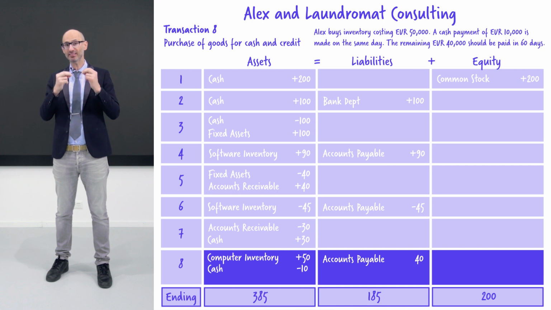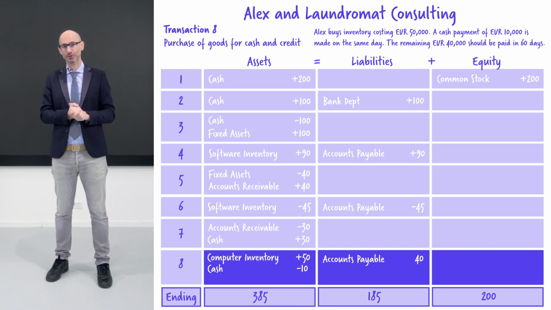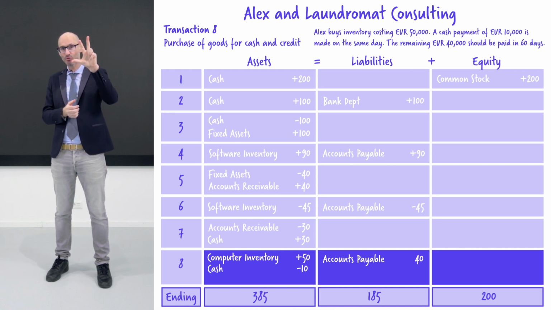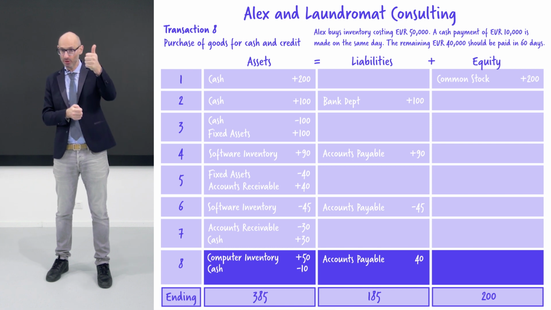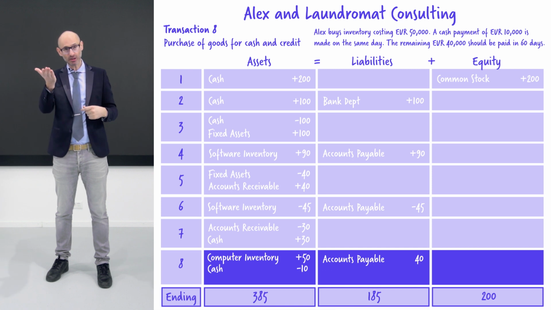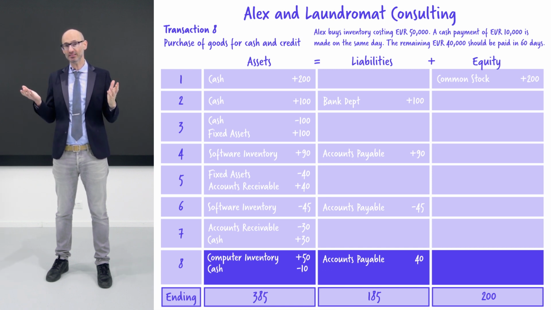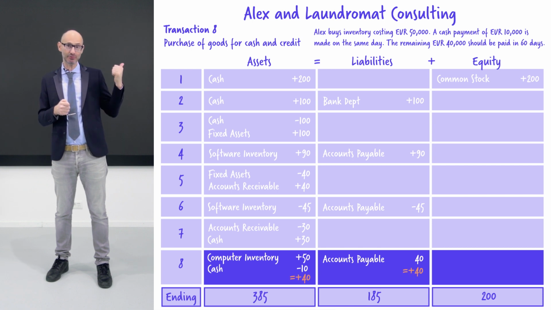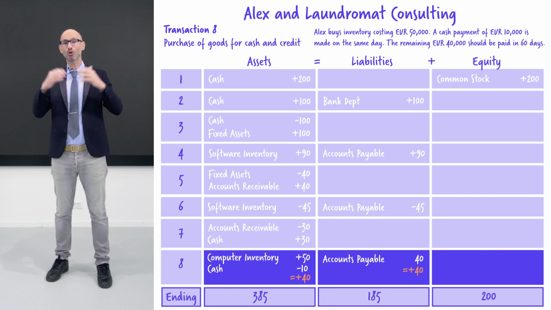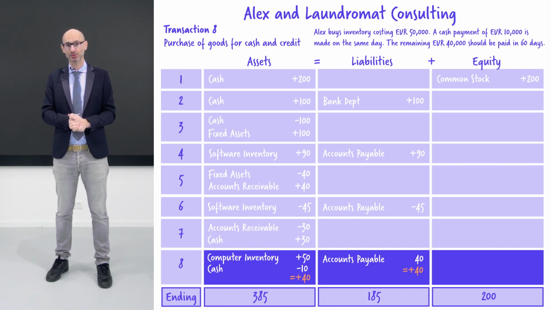Please note that now we have a more complex transaction. We have three accounts moving at the same time. We have more inventory, less cash, and more liabilities under the accounts payable account. In the end, plus 40 on the left side and plus 40 on the right. And it is all the same and it all balances.